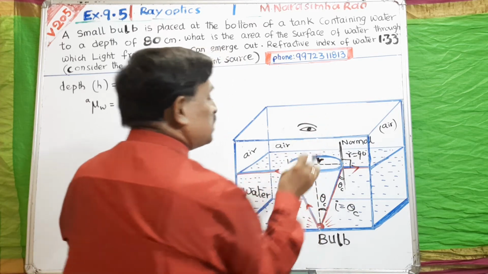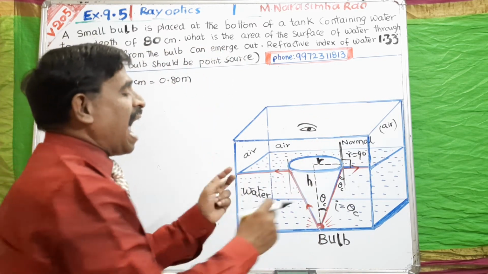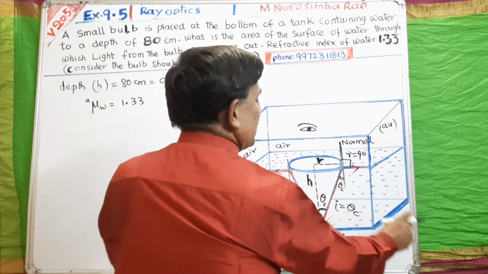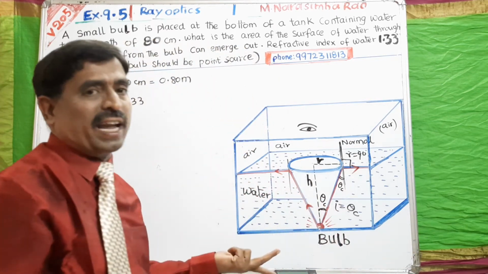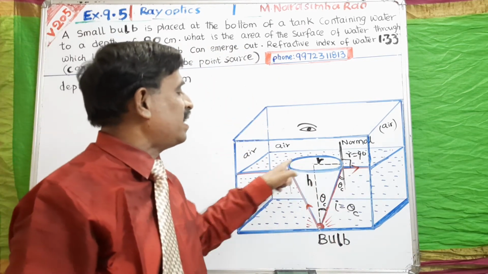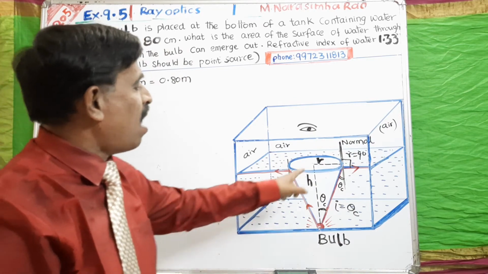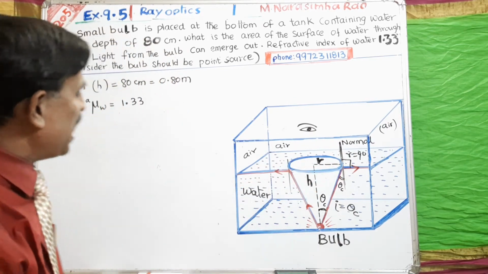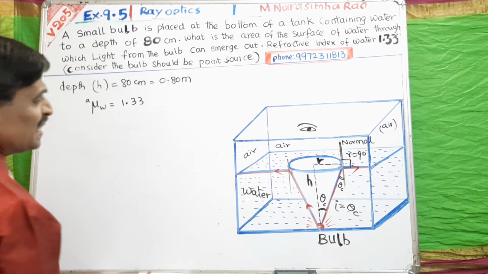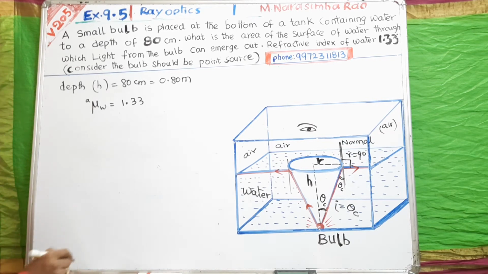Now, if you are observing from the air, if the angle is greater than the critical angle, the light rays are reflected back into the water. We cannot see them. We are observing the light in the form of a bright patch. R is the radius of the circular bright patch. Now please listen here. We have one formula.